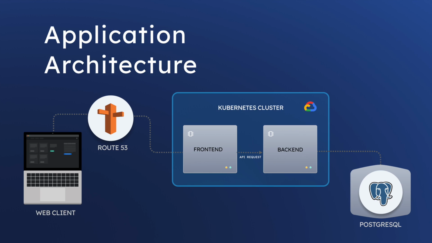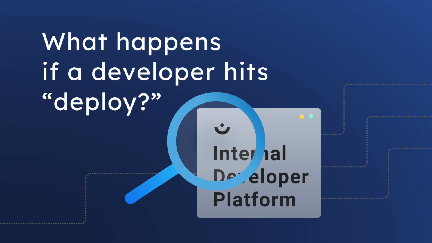With that in mind, let's see how the platform spins up such an application when a developer hits deploy. It's essential to understand that an internal developer platform will do exactly what you, as an ops team, have told it to do. Here is what you asked it to do for our example.